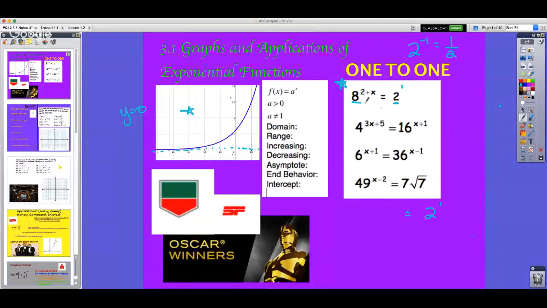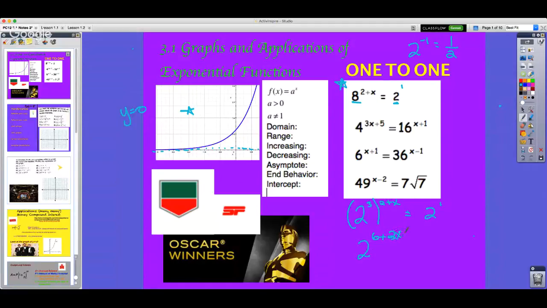So what if I had 8? What could I do with 8 to get it to base 2? 2 to the third power is 8. So I can say 2 to the third, and then also include the 2 plus x. Do y'all see that? Perfect. So what do I do with a power to a power? Good. So we have 2 to the 6 plus 3x.